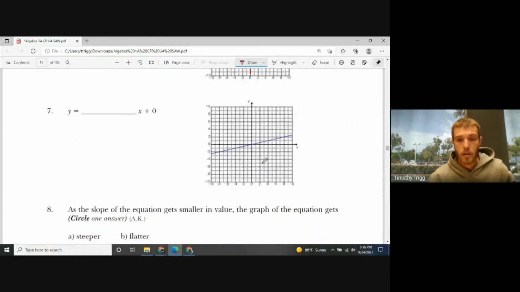Okay, let's do one more. So this one, let's take a look. What's our slope here? Here's my y-axis, and here's my x-axis. I'm going to choose 2 points, maybe this point here and this point here. So my rise is 1, and my run is 1, 2, 3, 4. So this one has a slope of 1/4.